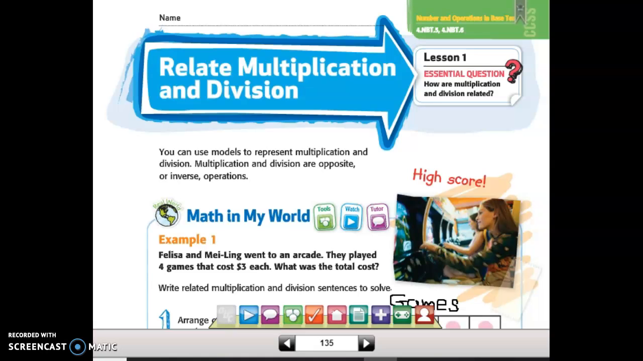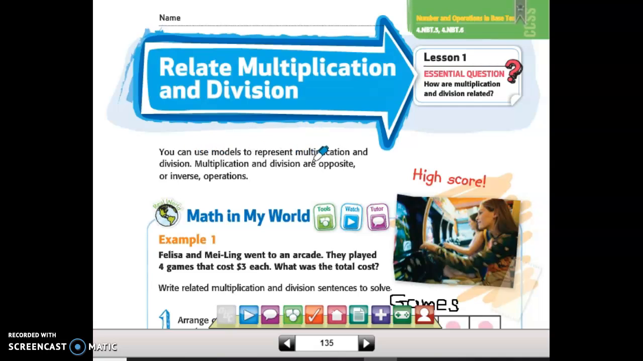Welcome to Chapter 3. We're on Lesson 1 and we're moving from addition and subtraction to multiplication and division. Our essential question is, how are multiplication and division related? We're going to relate multiplication and division in this lesson. You can use models to represent multiplication and division.